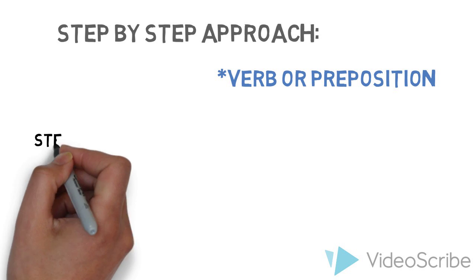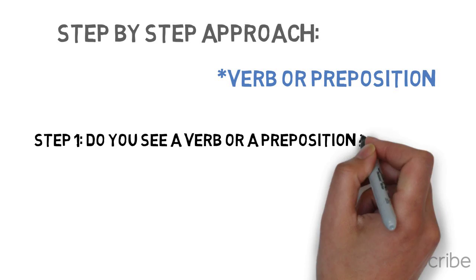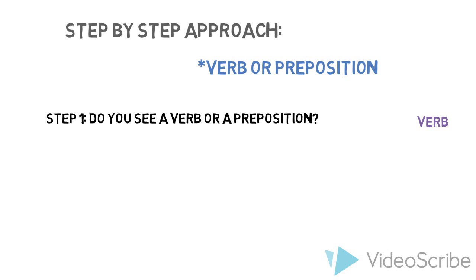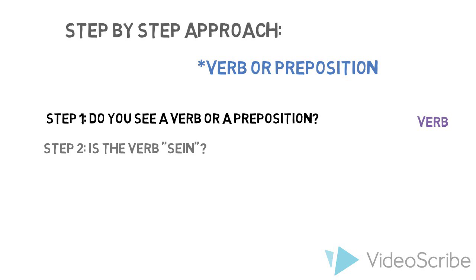So step number one is, do you see a verb or a preposition? If you found a verb, then step number two is, is the verb sein? If so, don't go any further. Apply a nominative declension. If it's not, continue.